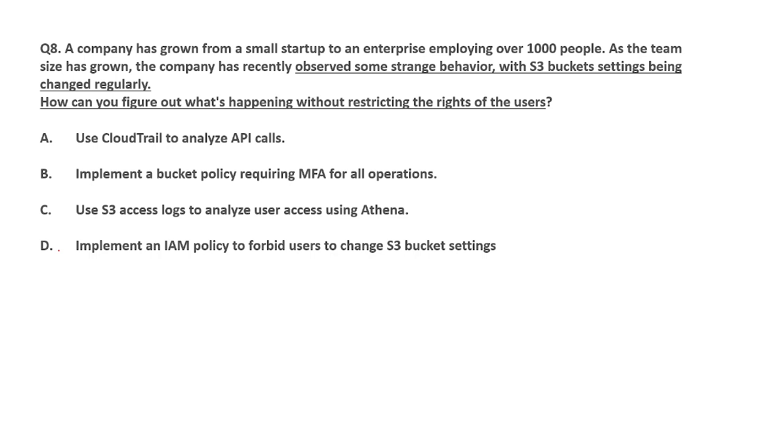How can you figure out what is happening without restricting the rights of the users? So guys, they have clearly asked for the restrictions. They clearly ask for restrictions of the rights for the users, because someone is changing the S3 bucket, or some other people are changing it intermittently or regularly. They want to monitor and restrict it.